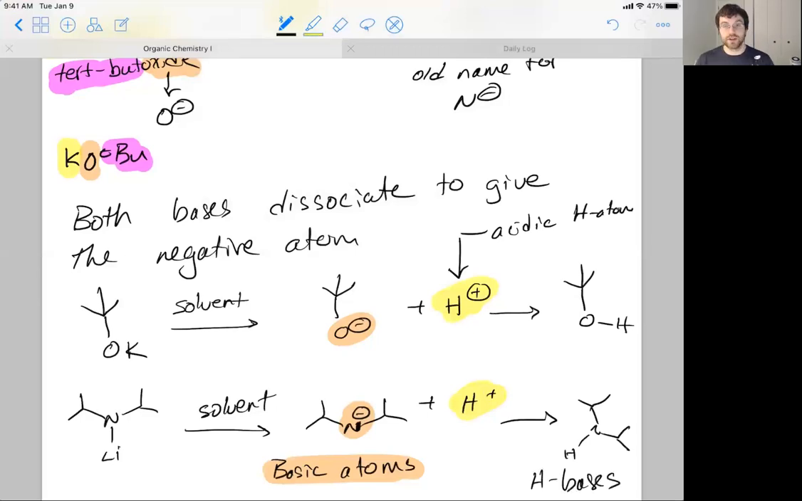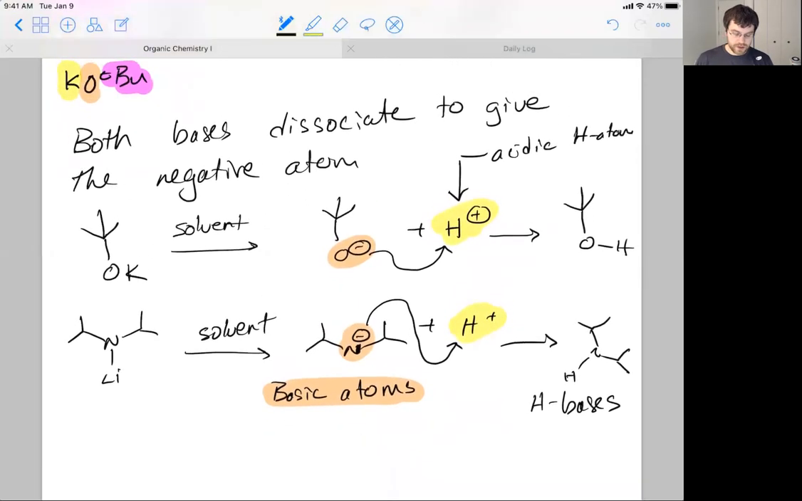So these are the H bases that I referred to when I balanced the chemical reaction. We could even draw curly arrows. Negative is attracted to positive. Okay. So it's these two bases that we're going to be using to actually do our E2 reaction.